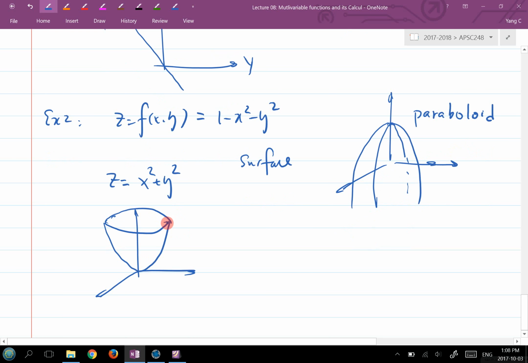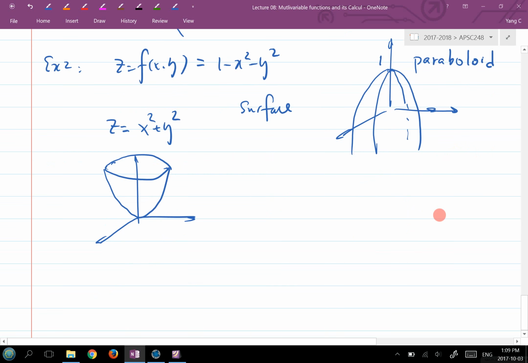And in this case, your z has a minimum value, which is 0 at here. And in this case, the z has a maximum value 1 over here. So that's how you can visualize this z, the type of paraboloids.